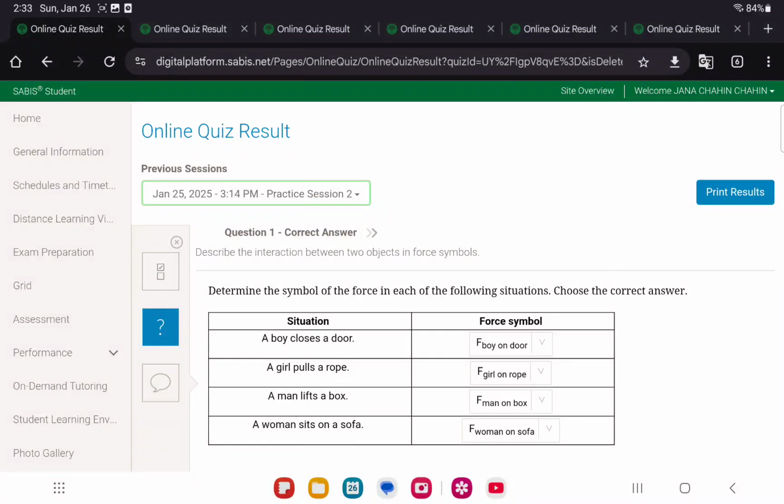I'm going to be explaining the course revision quizzes for physics 3.1, 3.2, 3.3, 3.4, 3.5, and 3.6. Okay, so let's start with 3.1.